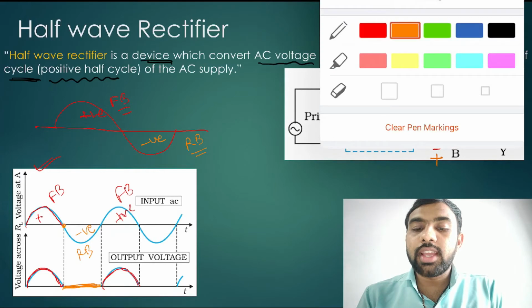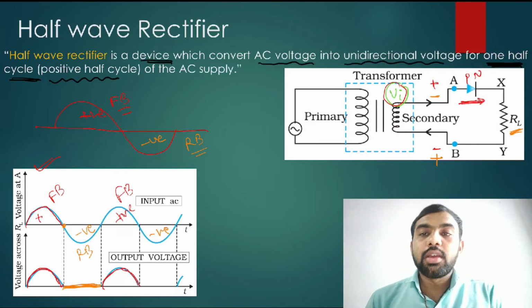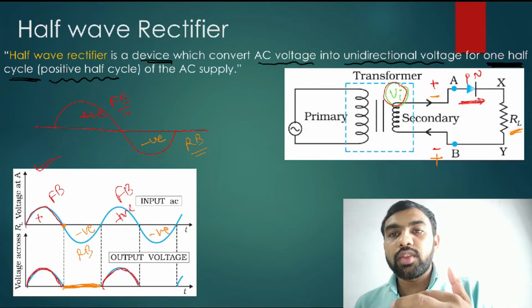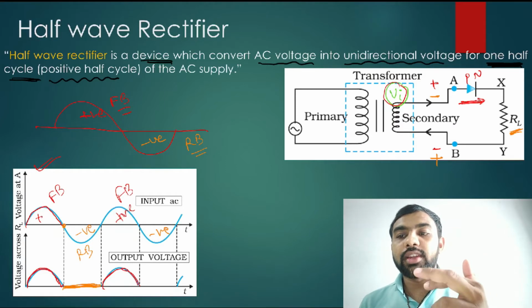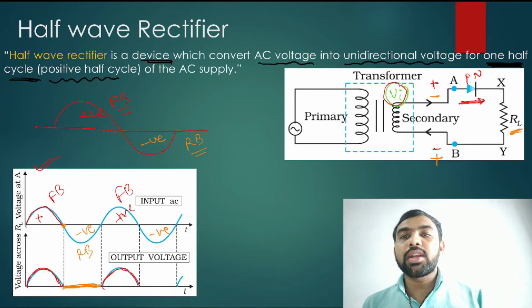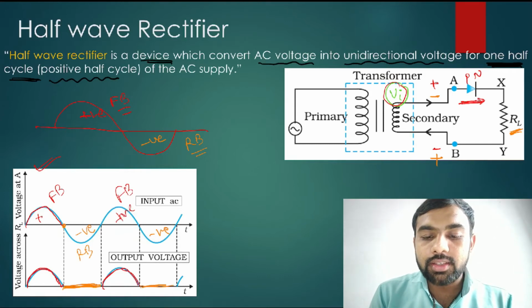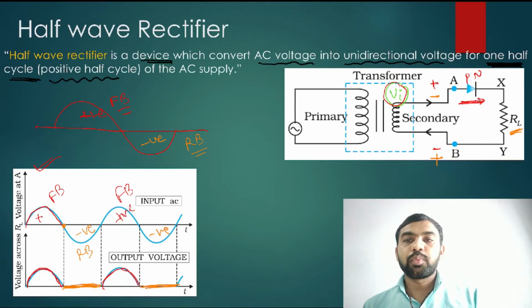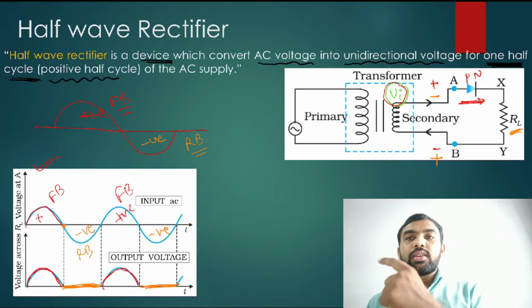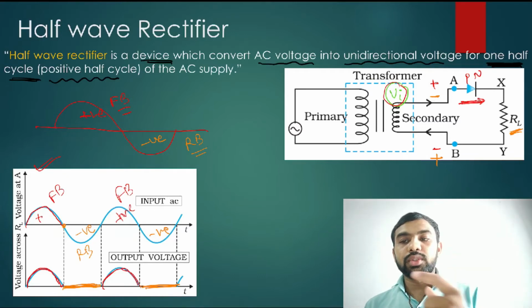When you again consider the negative cycle, it means we supply the voltage to the diode, and in this case P becomes negative. If P becomes negative, again the current is 0. Why? It is in reverse bias, so current is 0. See, in this way the current flows through this RL.